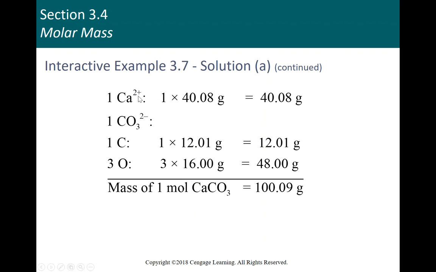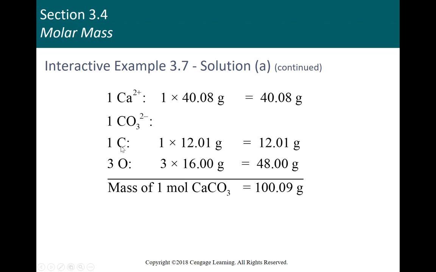Note though that the charge is a reduction or an addition of electrons, and if you recall, electrons do not contribute significantly to the mass. So calcium atoms are going to have the same mass as calcium ions. Anyway, we pull these numbers from the periodic table, we multiply that out, and we get this over here.